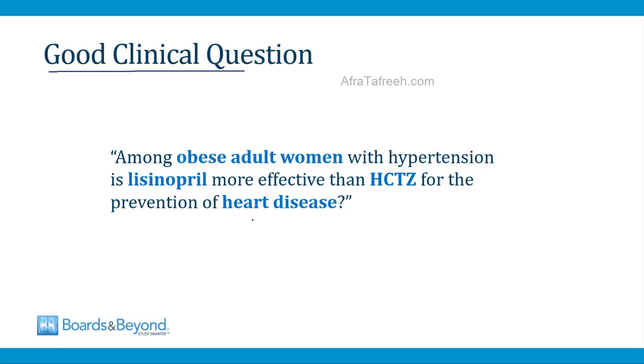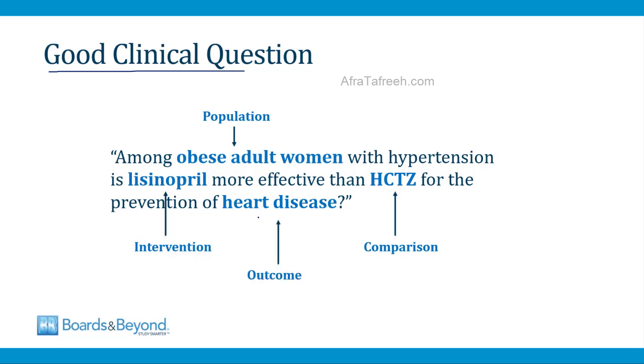So if you go back to the PICO model, we've defined our population very narrowly. It's obese adult women that we're interested in. We've also specifically defined our intervention as the drug lisinopril, not just ACE inhibitors in general. We also have a very specific comparison, that's patients taking hydrochlorothiazide. And then we've also very specifically defined the outcome of interest. We're interested in preventing the onset of heart disease with the drug lisinopril.